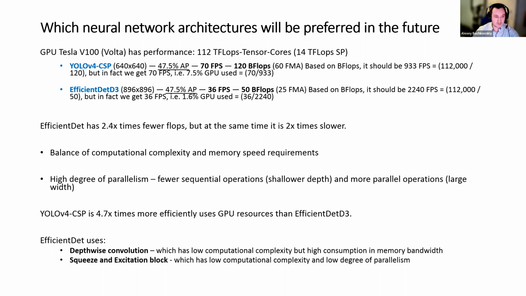And the second thing, high degree of parallelism. This is a very important thing. If we just use many layers, a very deep network, these layers must be performed sequentially, so it cannot be parallelized. It is much better to use fewer layers, but much wider layers, like in ViT, and it can occupy the GPU much better.